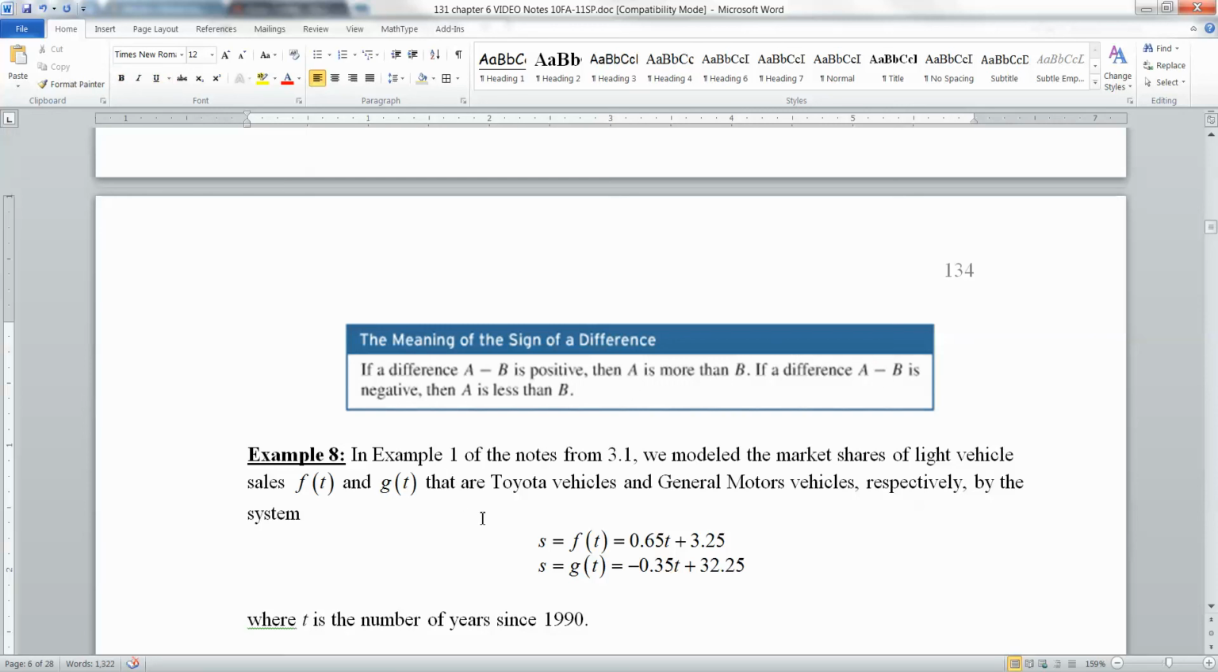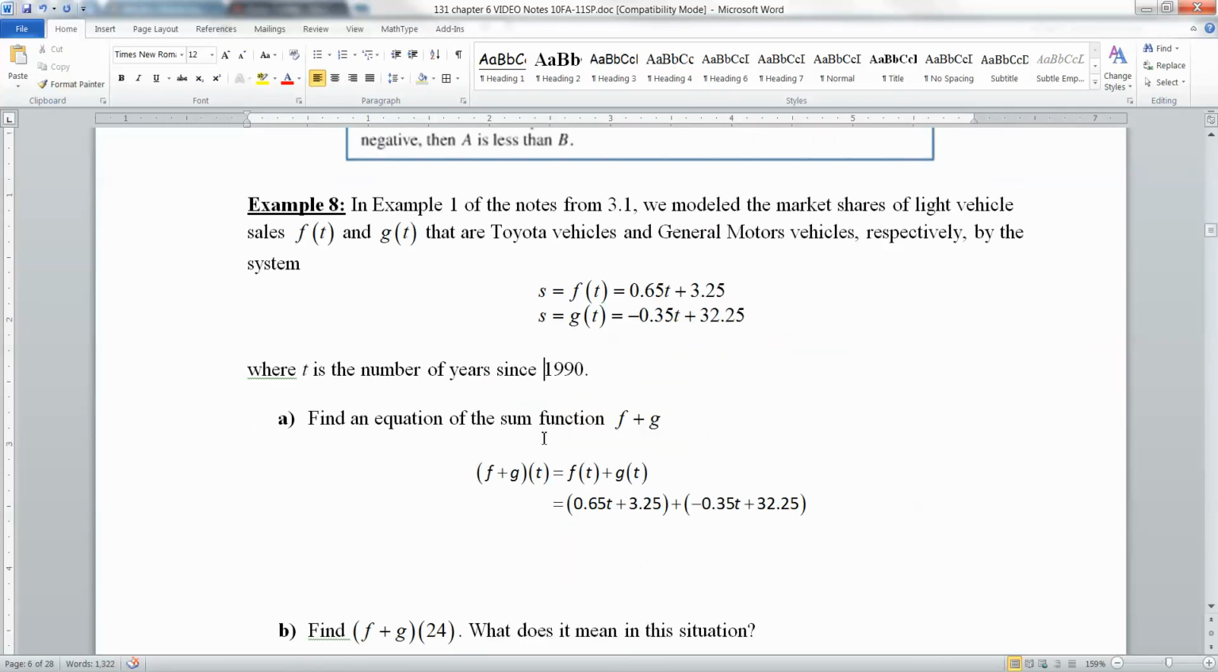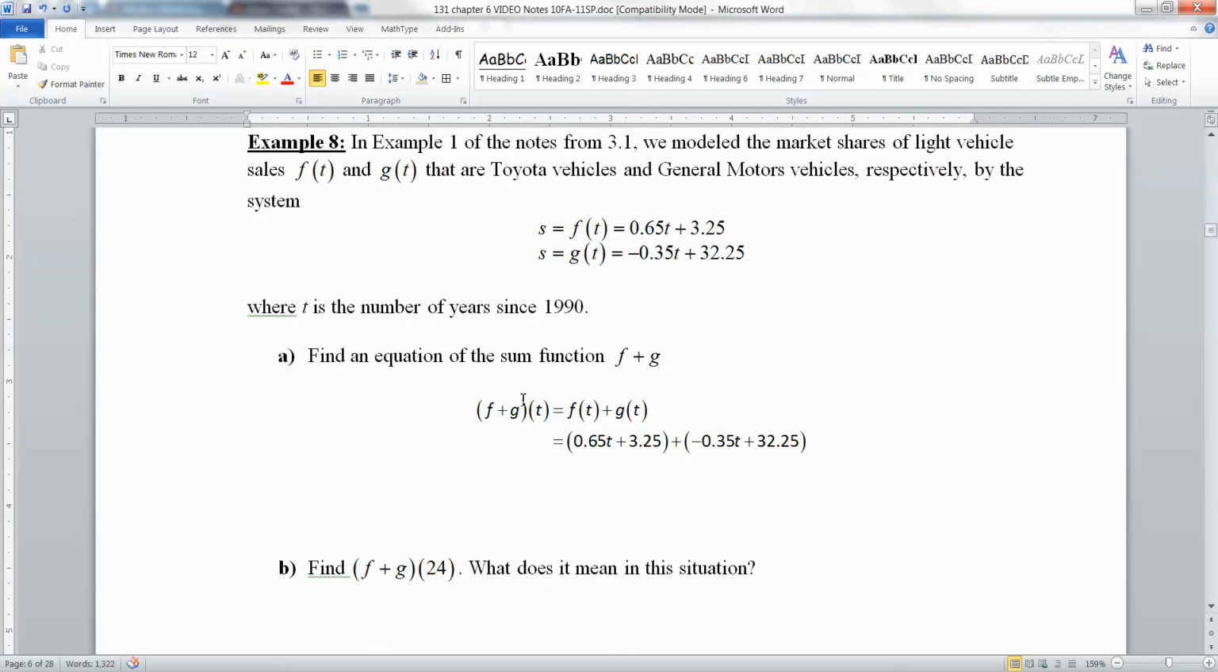So let's remind ourselves, in section 3.1, we modeled the market shares of light vehicle sales for Toyota and GM. F of t was Toyota, G of t was GM, respectively. By this system, we already found this way back in section 3.1. And t was the number of years since 1990. So first thing it wants us to do is find the sum function. So we're going to add them up. So I'm going to add f of t plus g of t.